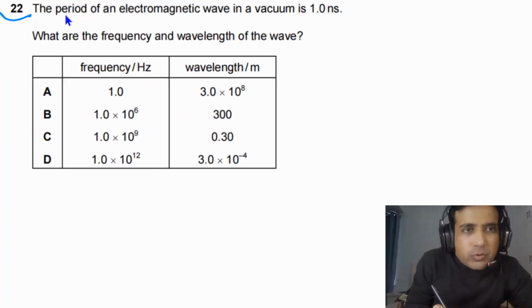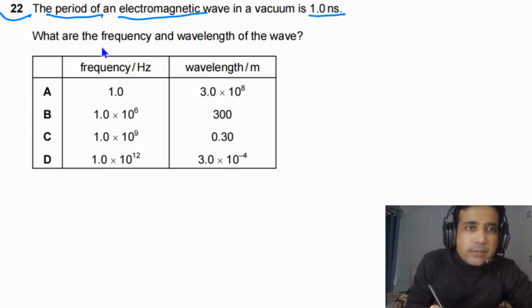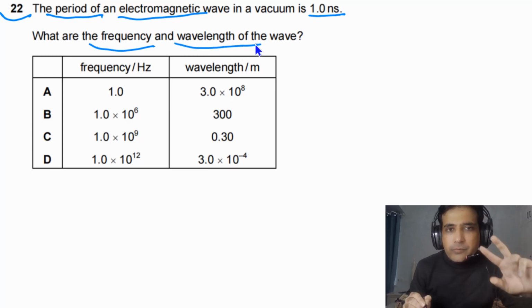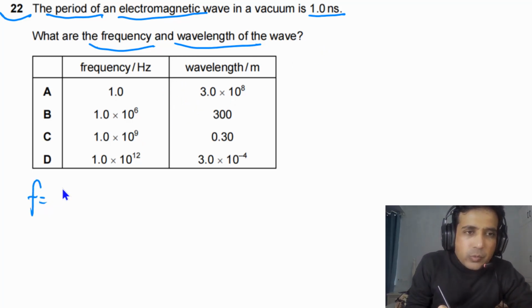For question number 22, it is given to us: the period of an electromagnetic wave in a vacuum is 1.0 nanoseconds. What are the frequency and wavelength of the wave? So we need to calculate the frequency of the wave and the wavelength of the wave. Frequency of the wave is simply equal to 1 over the time period, and the time period is given to us. So this is 1 over 1 nanosecond.